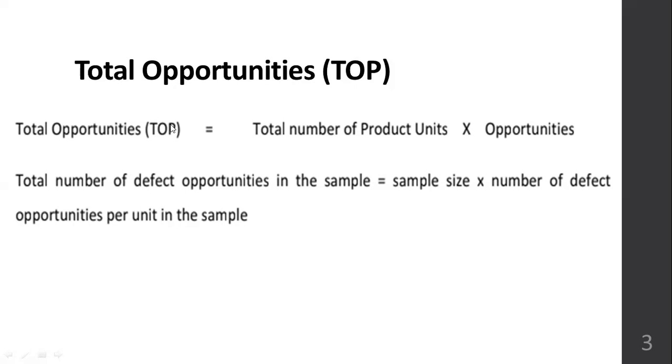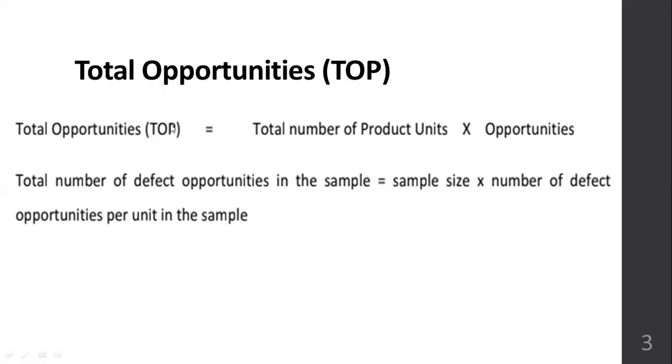Opportunities, TOP. Okay, so what is an opportunity, TOP? It's the potential that things can go wrong. Opportunity is an area where a defect can happen. Okay, so again, taking the example of a car, the material of the tire is an opportunity where a defect can happen. Okay, engine system, that is an opportunity where a defect can happen. Seat material, that is another opportunity where a defect can take place. Okay, so these are opportunities.